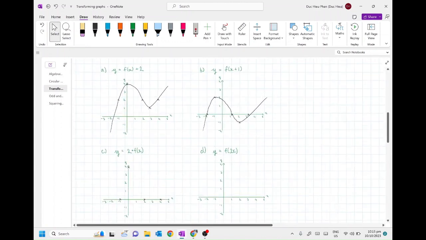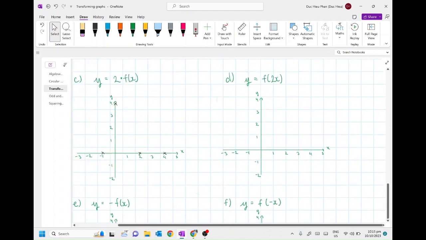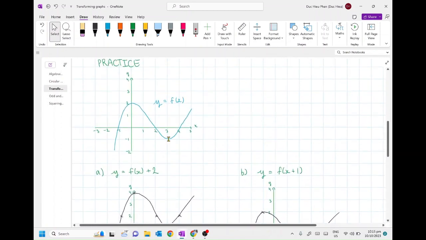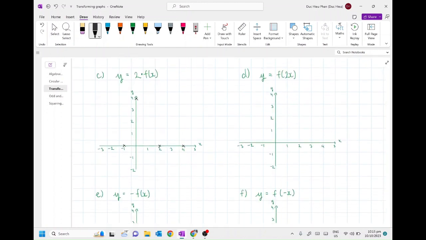Most importantly, the turning point at the bottom, which used to be at 3, -1, we times 2 to that y value, and it becomes 3, -2. And this will be our graph. Notice how it's stretched.